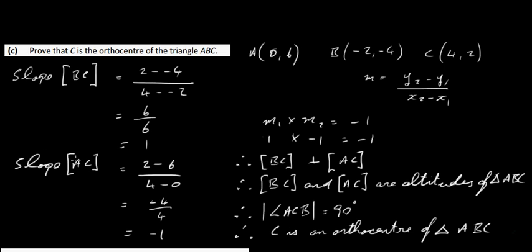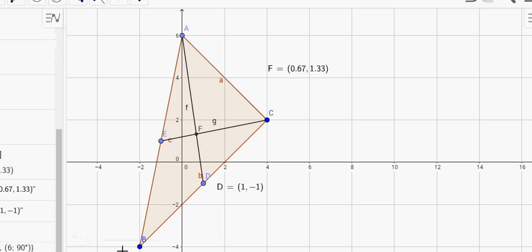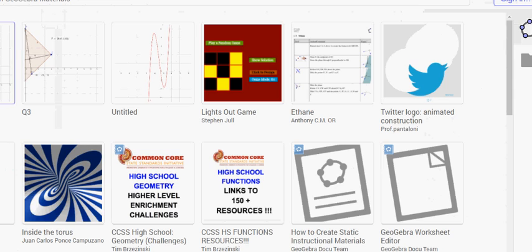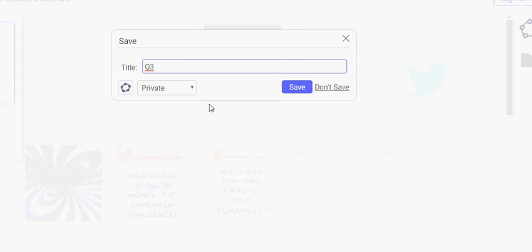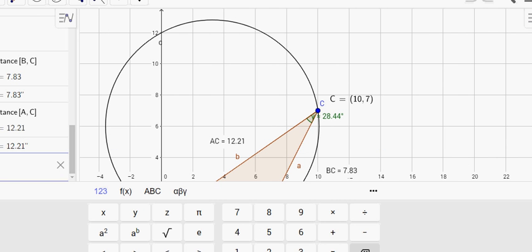Okay, so that's it for question 3. Let's move on to question 4. Okay, question 4 here involves a circle, and we're given 3 points on the circle. So what we've got to do is find the equation of that circle. Now again here, I think I have drawn that here somewhere. Let me just see if I can find it here. I think I must have. So here we go here, yeah.